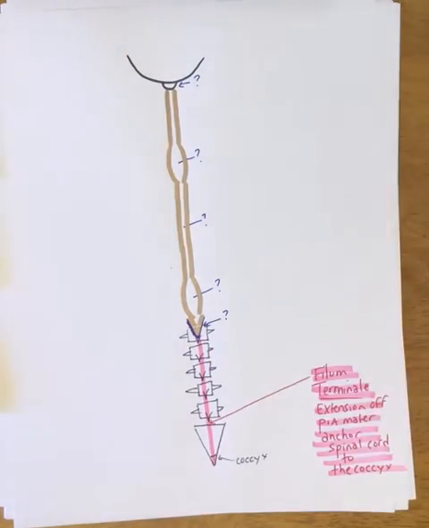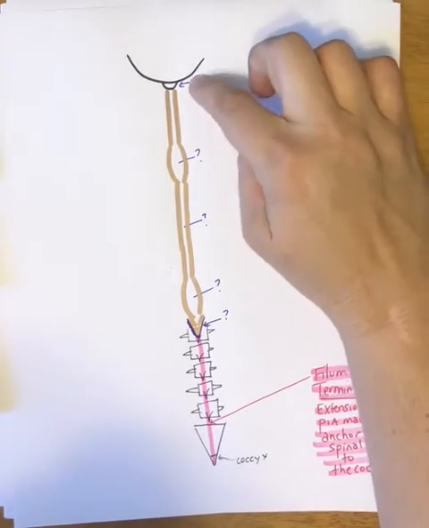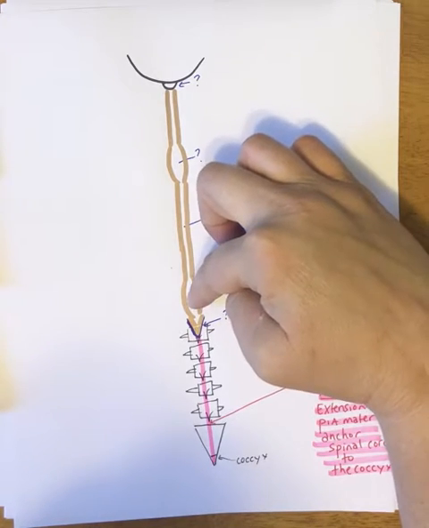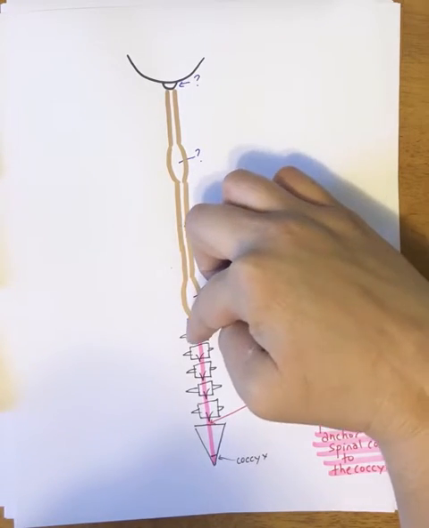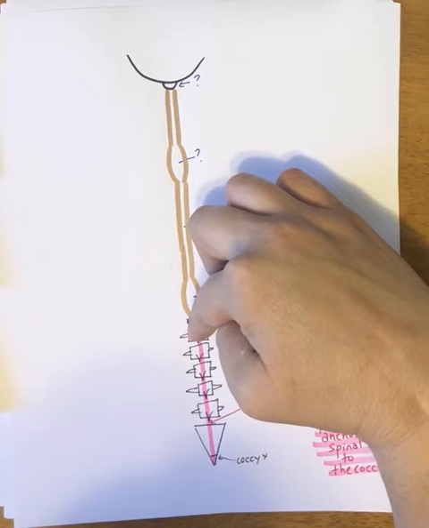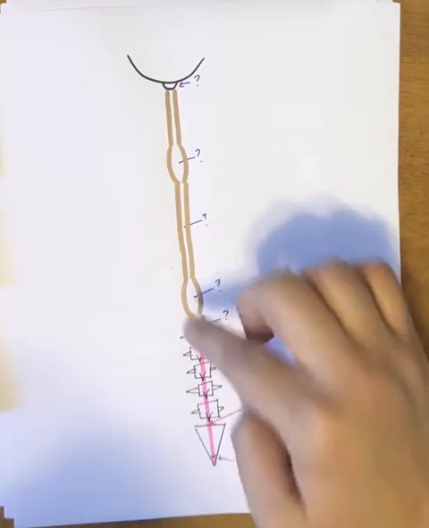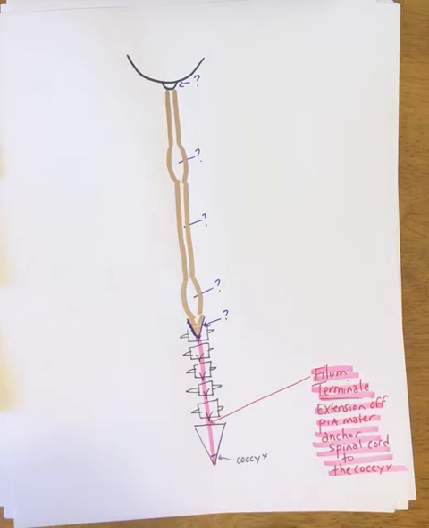So, when we look at the spinal cord, we should say that it exits the foramen magnum. It's got a cervical enlargement, a thoracic region, a lumbar enlargement, but it ends at the conus medullaris at L1, L2. Now, coming off the conus medullaris is an extension off the pia mater, which is going to anchor the spinal cord to the coccyx.